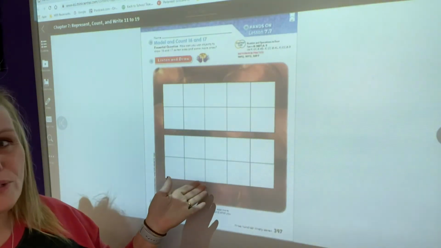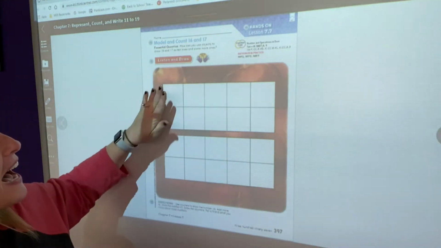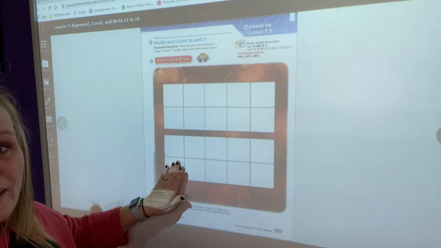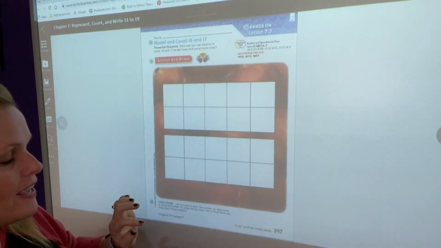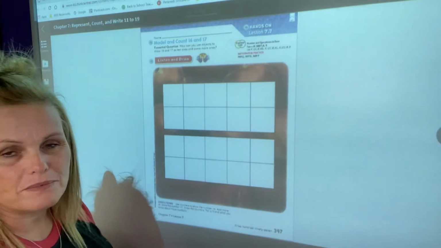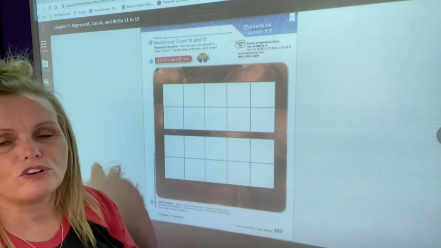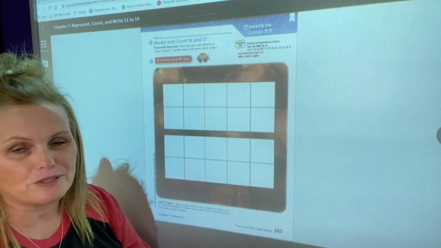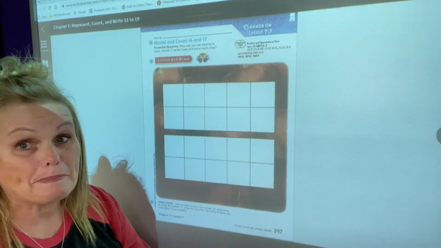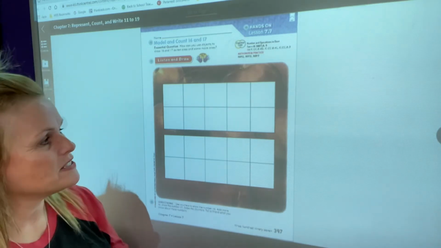I want you to notice, I don't just have one 10 frame today. I have two 10 frames. We were just adding numbers before. Now we have two 10 frames. What do you think would happen if both of my 10 frames were full? Do you know how many counters we would have? If you can count by tens, I think you can figure it out.